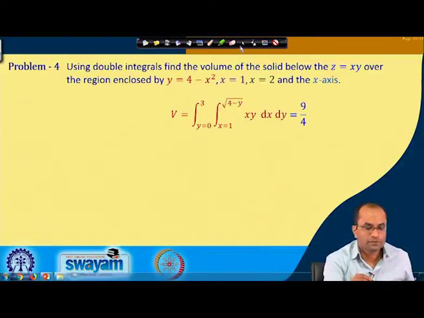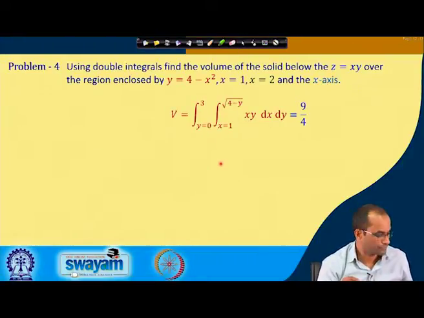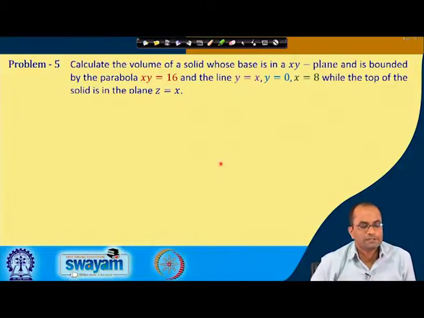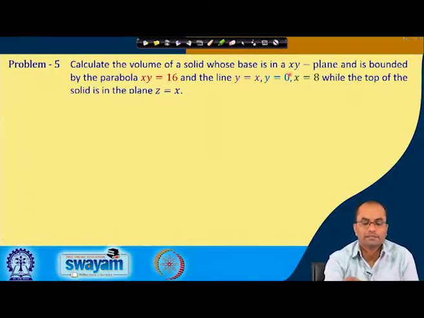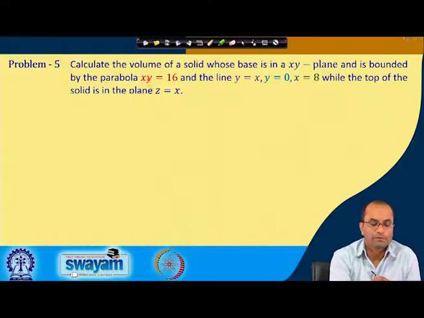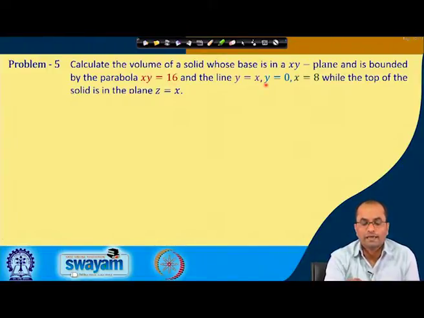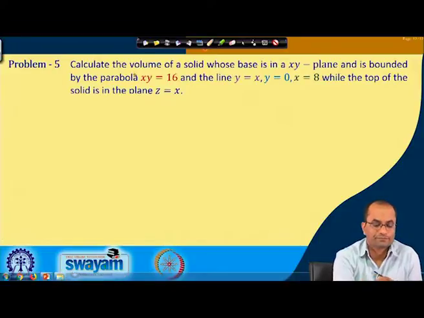So, we move further to discuss another example, where again we will compute the volume of the solid whose base is in the xy plane, and it is bounded by the curves xy equals 16, y equals x, y equals 0, and x equals 8.